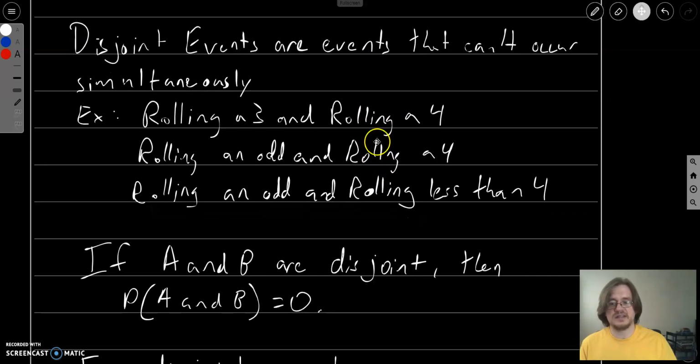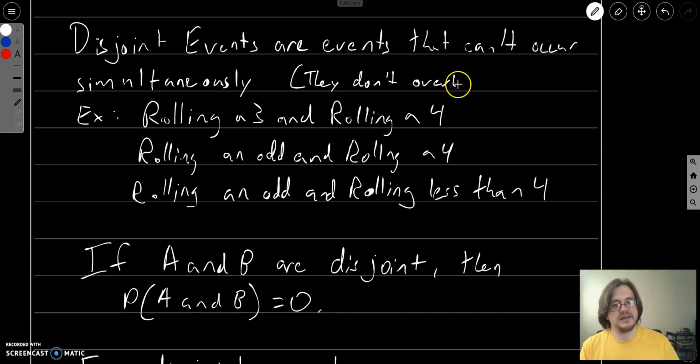Now, the very last thing that we'll talk about are disjoint events. And disjoint events are events that can't occur simultaneously. One way to think about it is they don't overlap. And I think it'll be clearer when we have some examples.